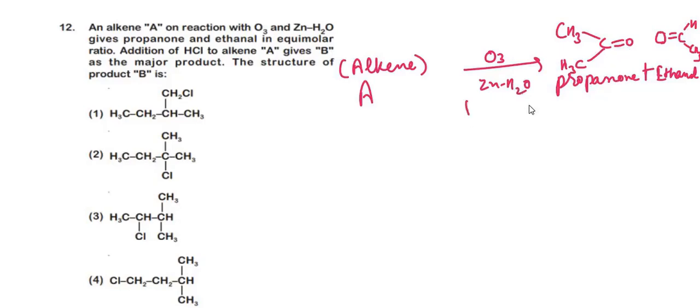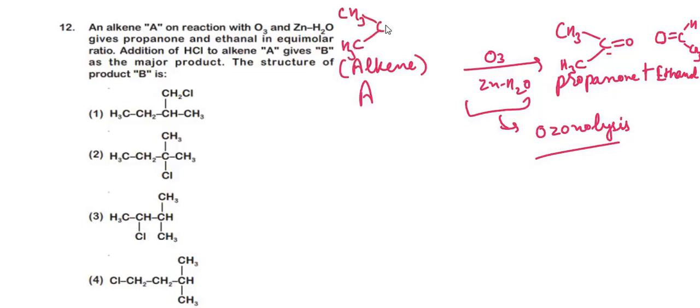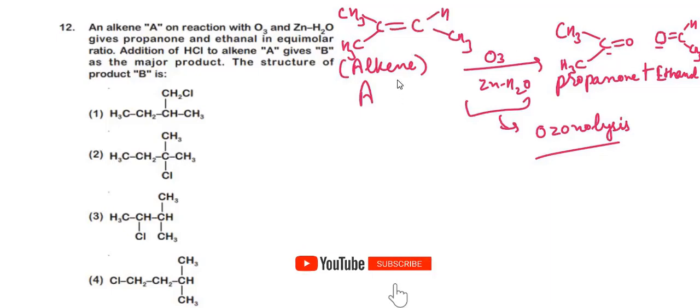So observe, this reaction is an ozonolysis reaction. When we add ozone and Zn/H2O, this is an ozonolysis reaction, and one shortcut is here. We can obtain the reactant back by combining these two carbons which have the oxygen atoms and making a double bond between them. So our alkene is like this, with CH3 groups. Remove these two oxygens and combine these two carbons by a double bond, so we can obtain the alkene.